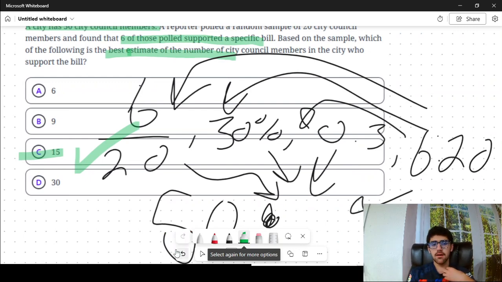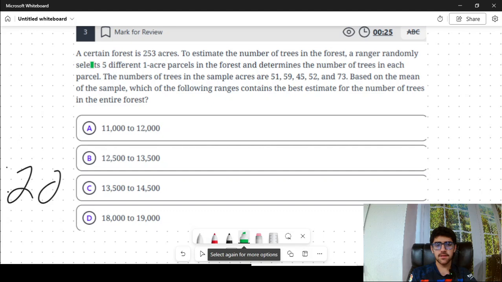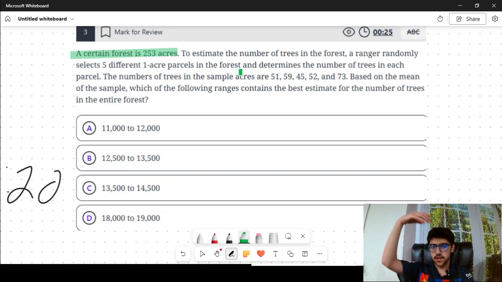Okay, so now let's move on to the next question. The next question tells us that a certain forest is 253 acres. Similar to the last one, if it tells you the total in the beginning, you can always assume it's going to be an amplifying the data question. To estimate the number of trees in the forest, he selected 5 different 1 acre parcels. So he did a sample on 5 different 1 acre squares to determine the number of trees in each parcel.